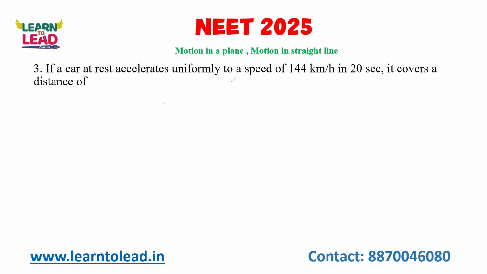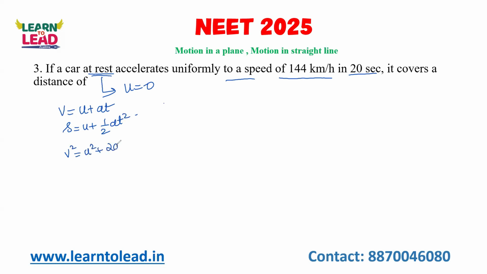If a car at rest accelerates uniformly to a speed of 144 km per hour in 20 seconds, it covers a distance of. If they have given you that the object is at rest, if initially an object is at rest, you should always take initial velocity u as 0. First you should know the equations of motion: v is equal to u plus at, s is equal to ut plus half at square, and v square is equal to u square plus 2as.